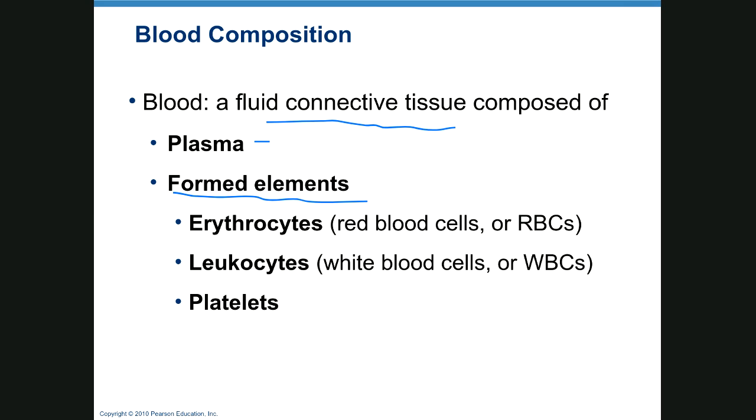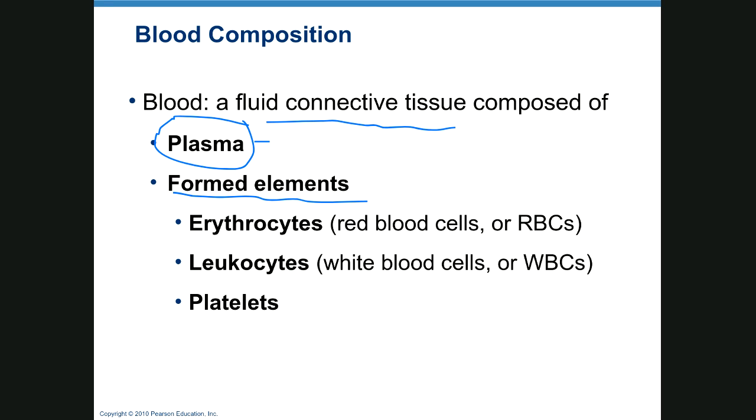Plasma is different from serum in that plasma still has the clotting factors. Serum, the clotting factors have been removed. So if a patient just needed antibodies, you could give them serum. If indeed they needed clotting factors as well as antibodies, then you would give them plasma. If they need cells as well, then you could give them whole blood.